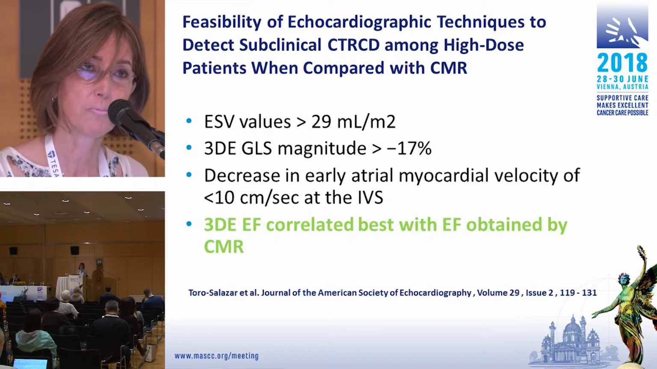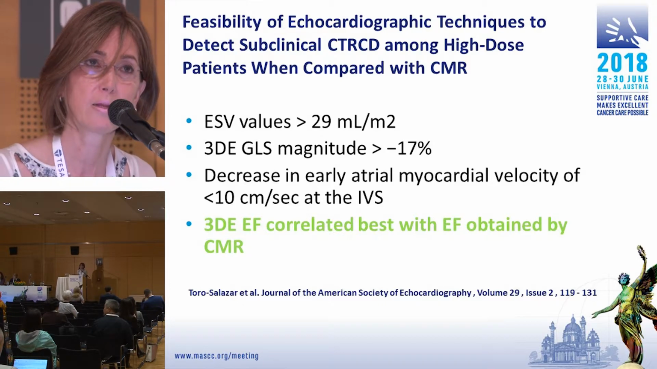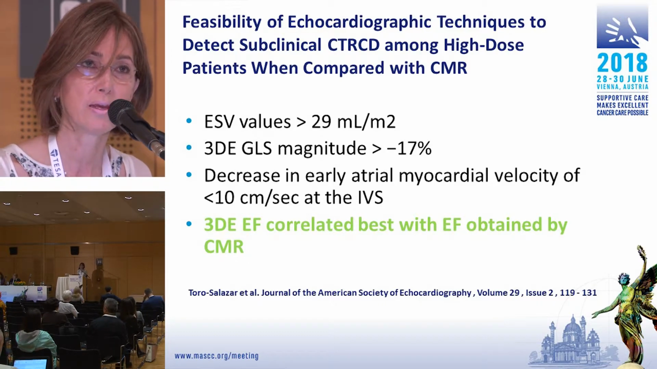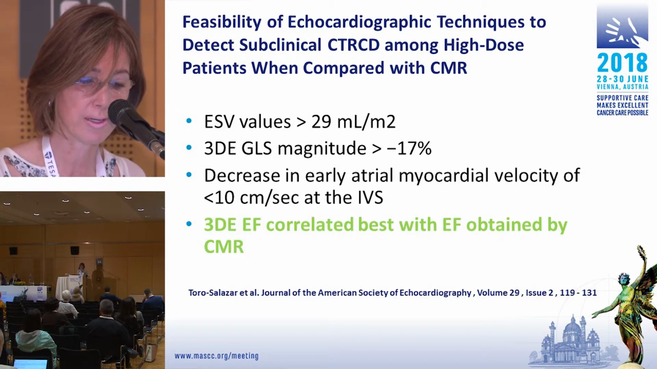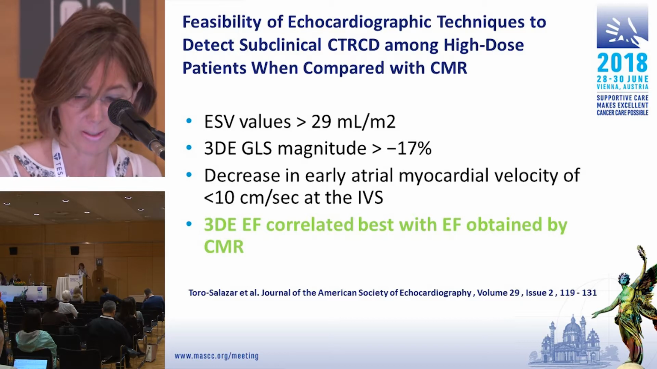When looking at the three methods that we use for typical measurement of ejection fraction, Simpson's biplane, area length methods, and 3DE, we found that 3DE was the most closely correlated with the ejection fraction obtained by CMR.